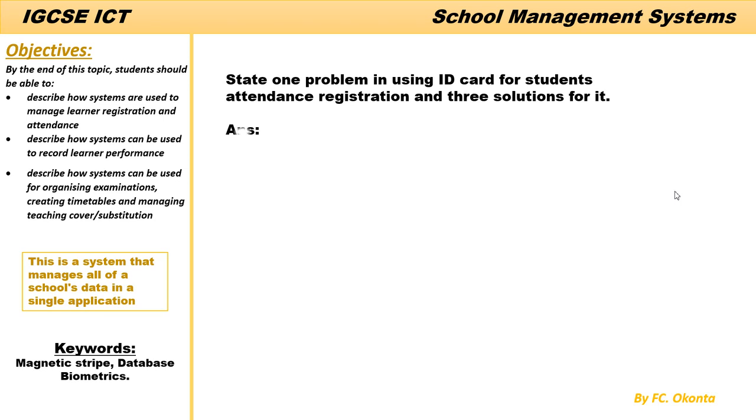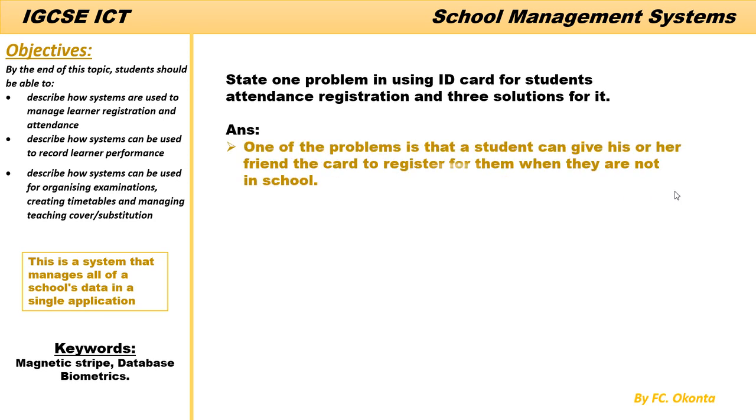Okay, the answer is that one of the problems is that a student can give his or her friend the card to register for them. Yes, so I'm not going to be in school and I have a very good friend. I'll just give him my card. You know what, please just swipe my card for me, and it will look as if I am in school, because you know that is again a problem.